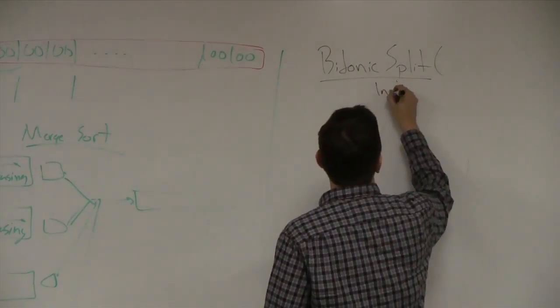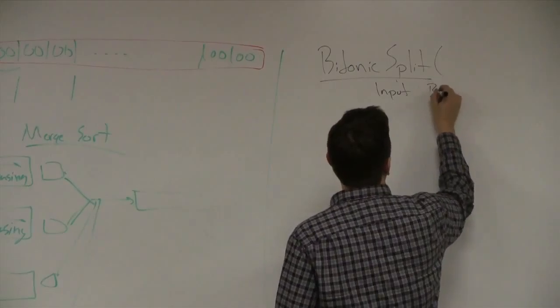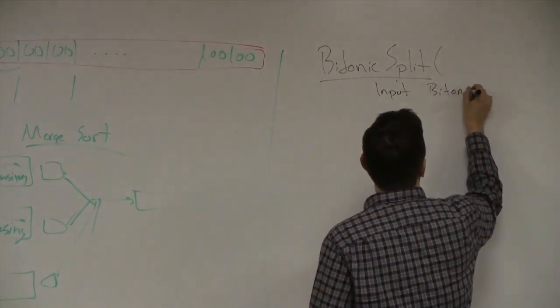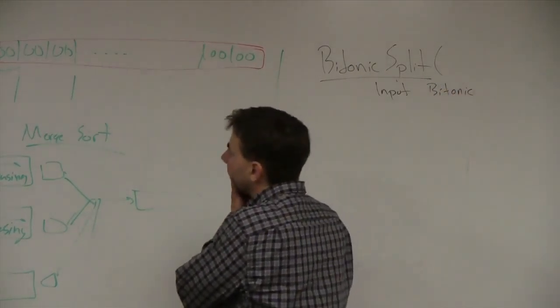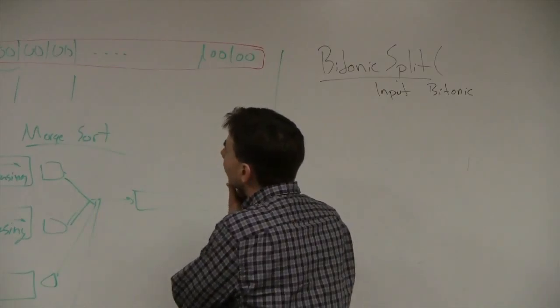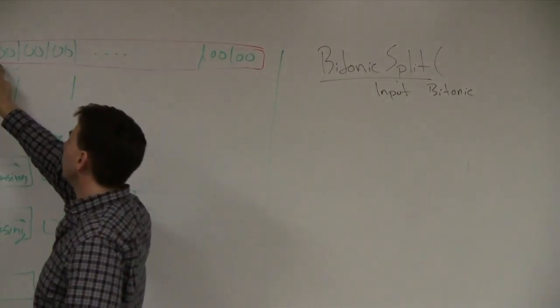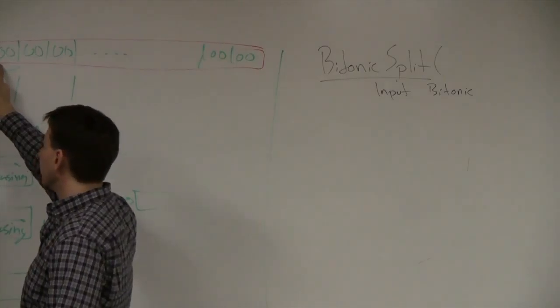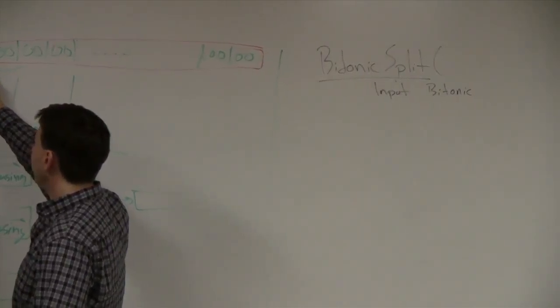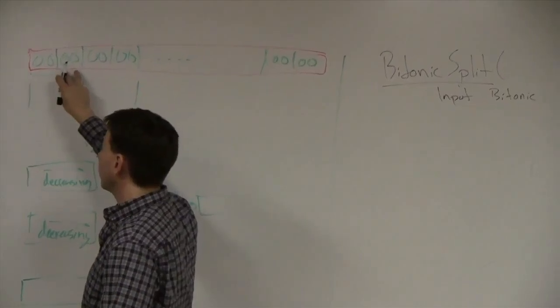The input is going to be a bitonic sequence. So how this will work is, if you look at two of these things, we're actually going to force that this one is going to be increasing and this one is going to be decreasing.